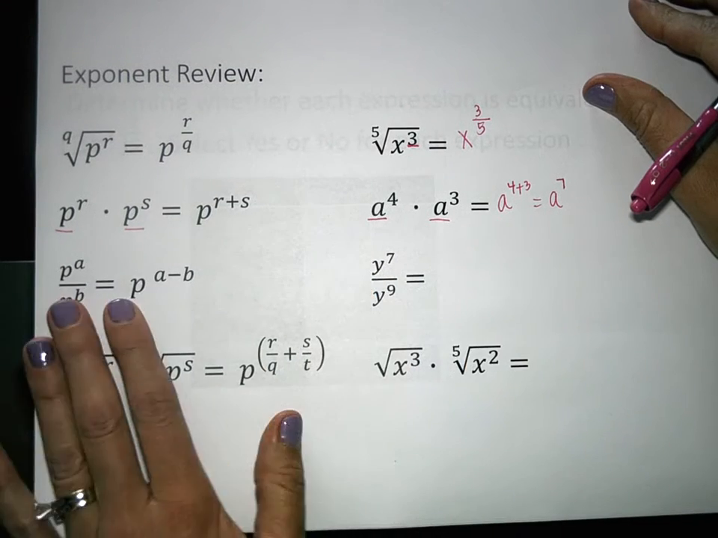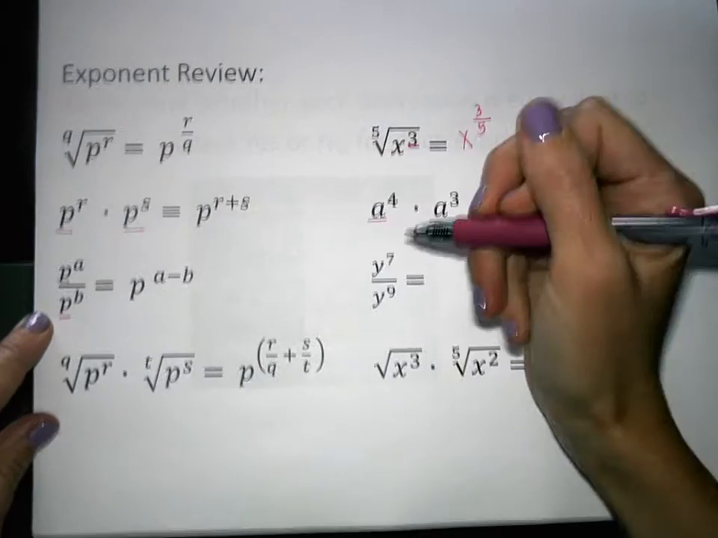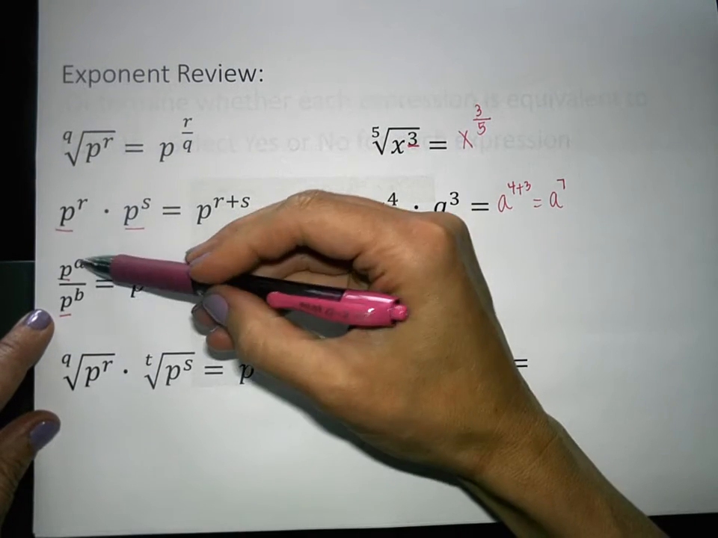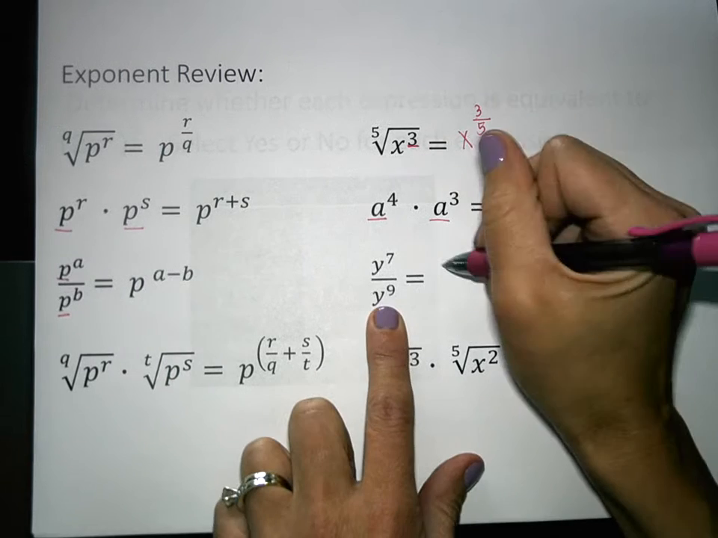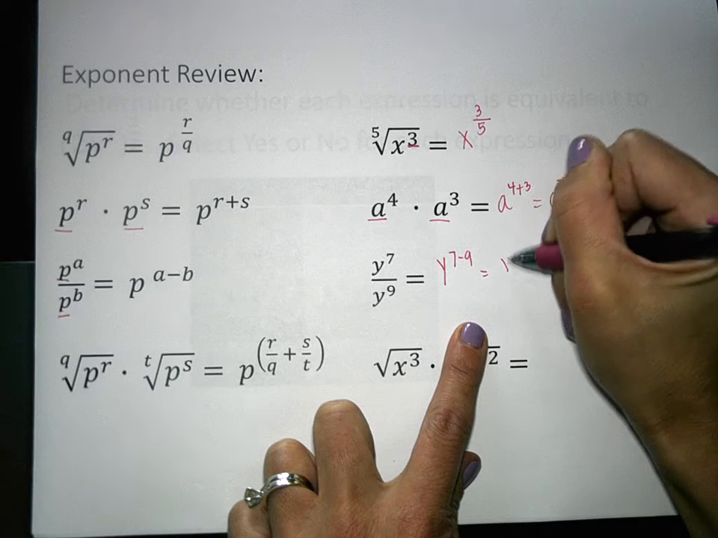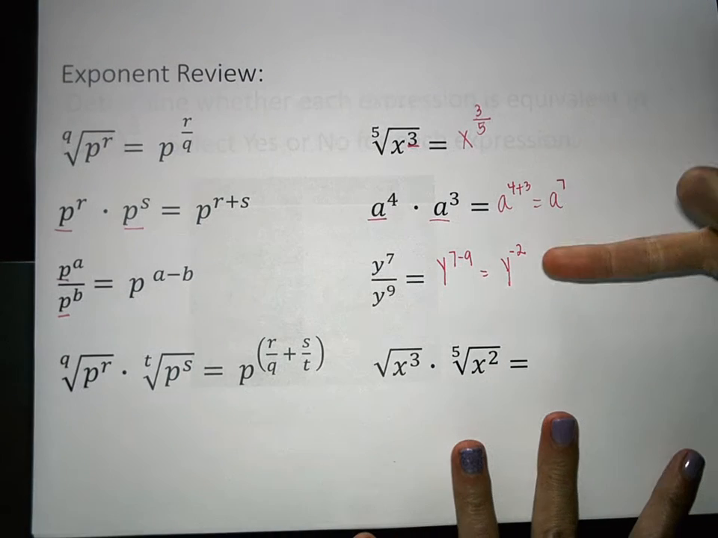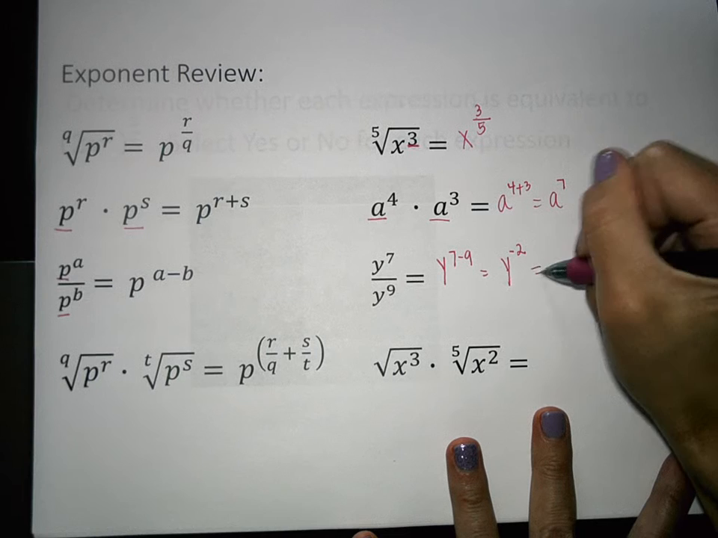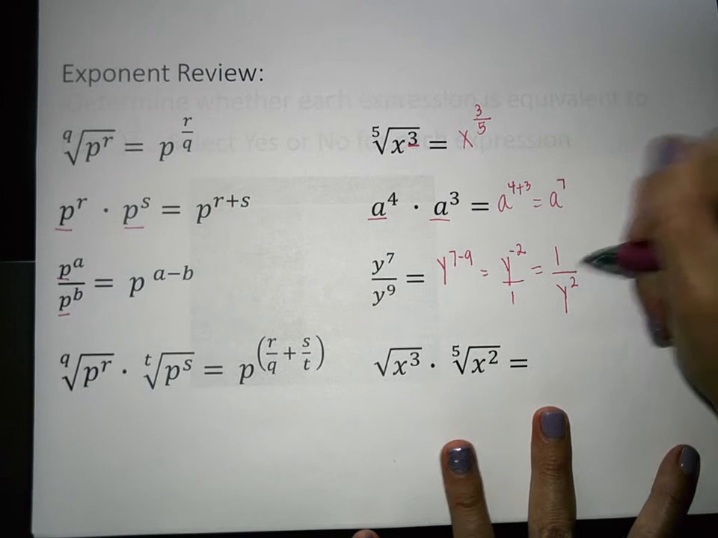This next one is division. Same thing, if you have the same or like bases and you're dividing, you can subtract exponents. So here I would have y to the 7 minus 9, which makes y to the -2nd power. Normally we won't have negative exponents in answers, and so we'd end up moving this to the bottom, and I end up with 1 over y to the 2nd.